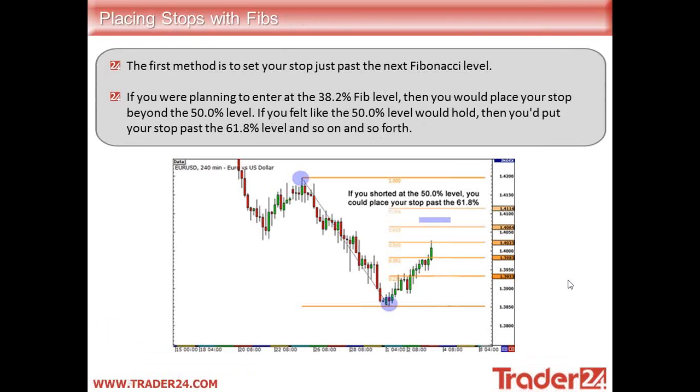Okay, so here I'm going to talk about how to place stop losses with fib levels. The first method is to set up your stop just past the next Fibonacci level. All right, so if you're planning to enter at 38.2, then you would place your stop beyond the 50% level. If you felt like the 50% level would hold, then you would put your stop past the 61.8 level, and so on and so forth. So if you short at the 50% level here, you could place your stop past the 61.8. I've drawn in a little blue line here to show pretty much where I would look to put my stop loss if I'm looking at shorting this market to the downside again.